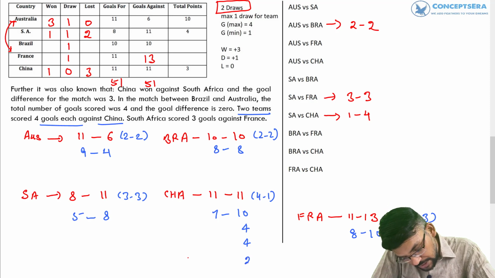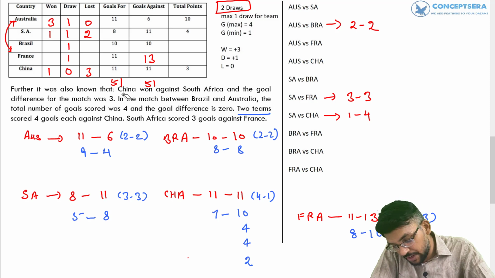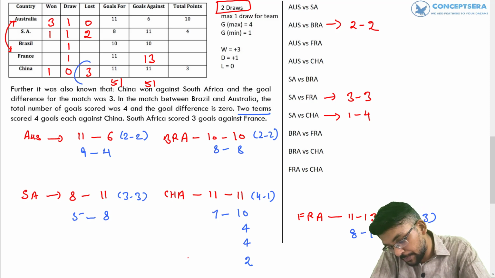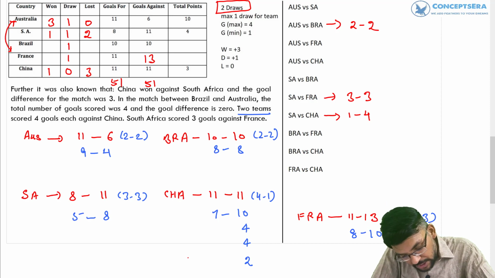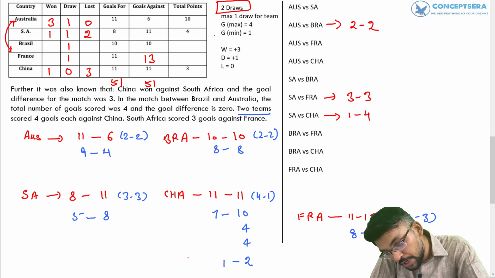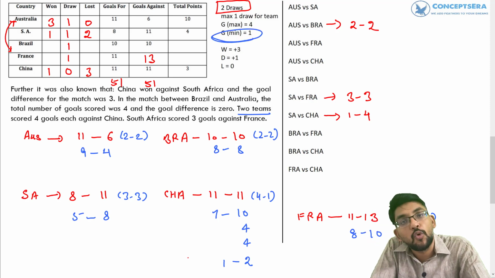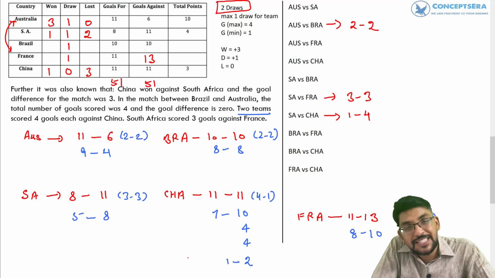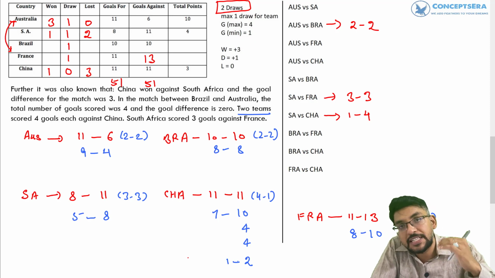So only 2 is left out here. As we know from the given information, China lost the remaining matches. So definitely if China is losing this match, the goals scored by China in this match should be 1, because the minimum goals should be equal to 1.